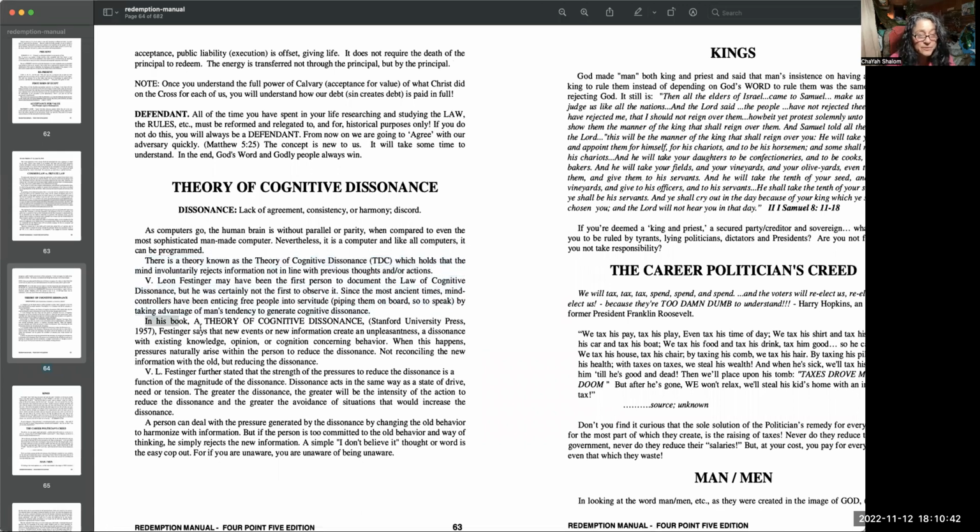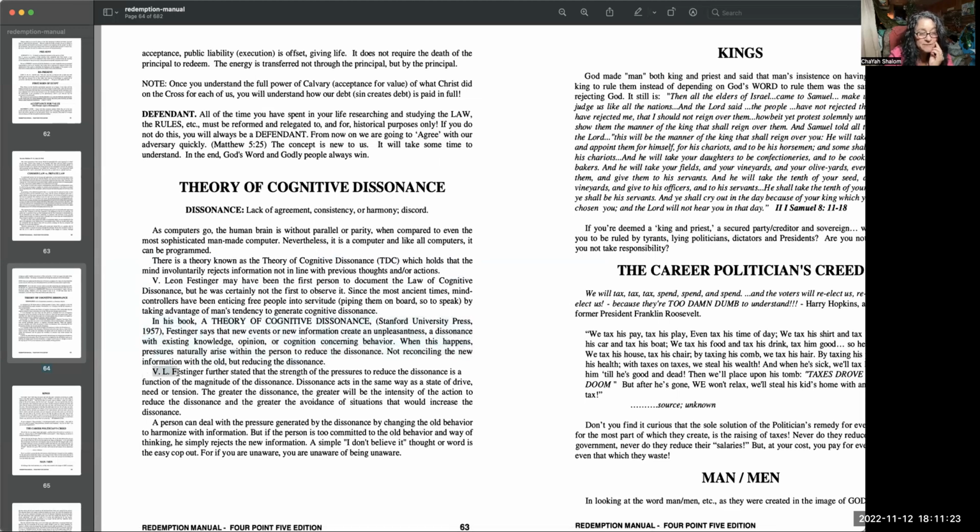In his book, A Theory of Cognitive Dissonance, Stanford University Press, 1957, Festinger says that new events or new information create an unpleasantness, a dissonance with existing knowledge, opinion, or cognitive concerning behavior. That's true. When this happens, pressures naturally arise within the person to reduce the dissonance, not reconciling the new information with the old, but reducing the dissonance.